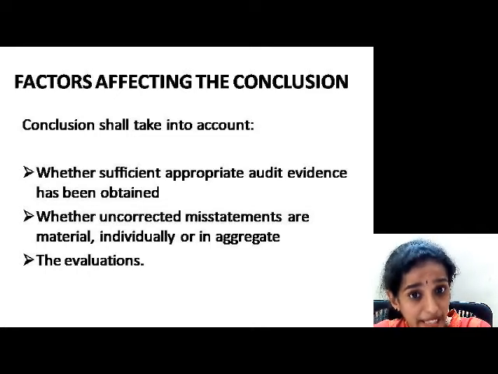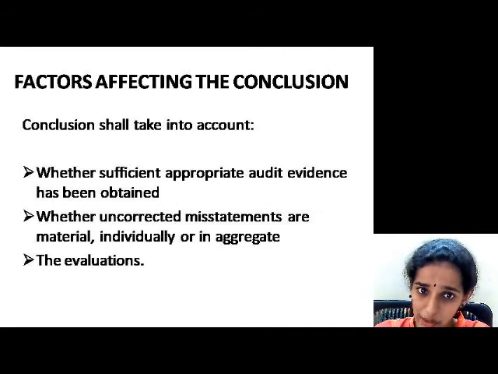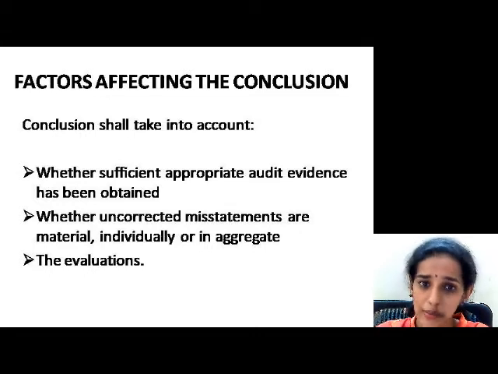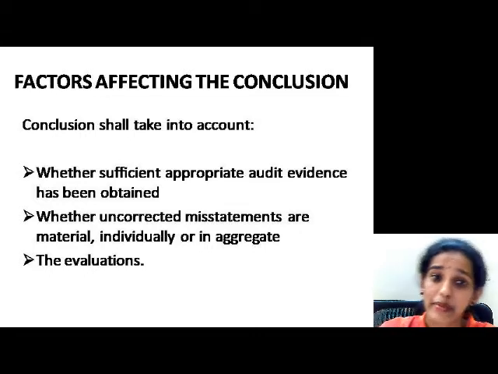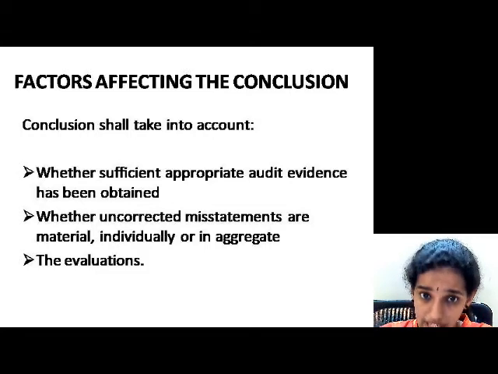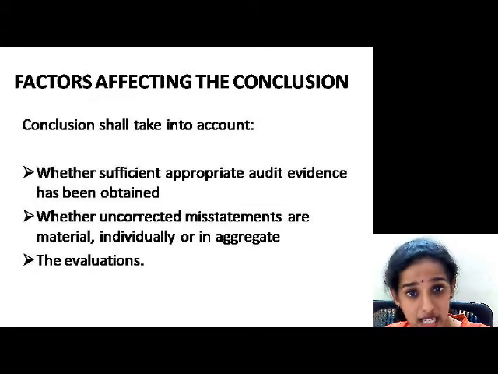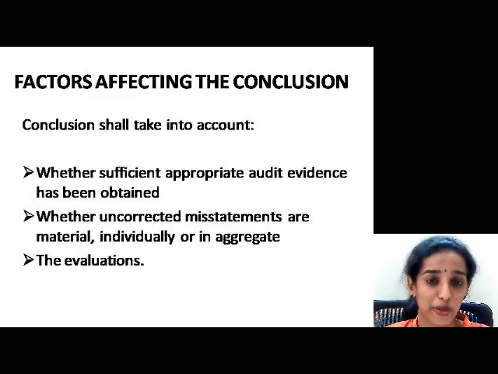If these are material, either individually, say one amount is material enough, the auditor will categorize that transaction as a misstatement, and the report will be qualified. So the misstatement should be material either individually or together. Individually it may not be material, but when you see 10 such misstatements in your financials, together they will form a material amount. We discussed this when we discussed materiality. I hope you remember that.